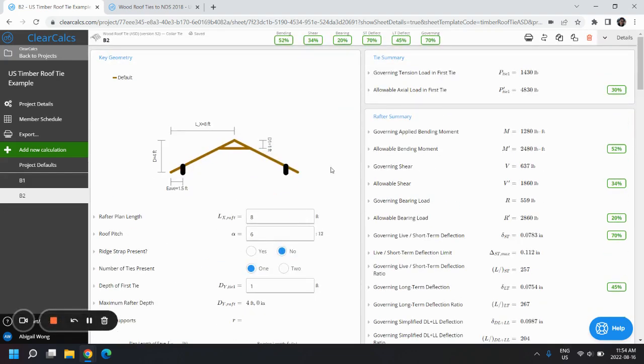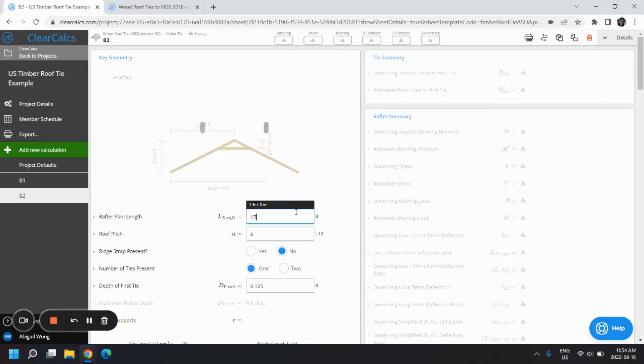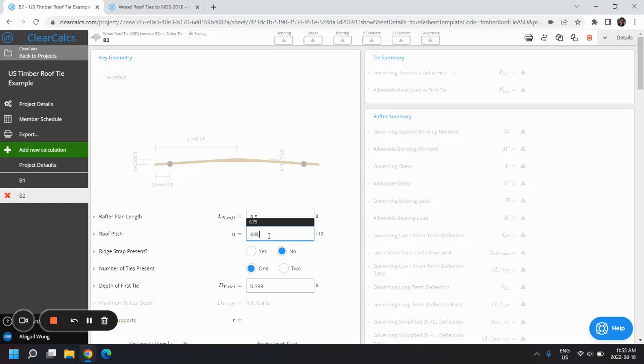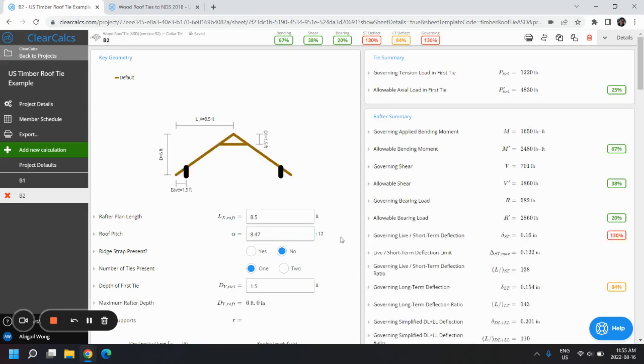To start, we have our rafter plan length. We wanted a total roof width of 17 feet, so we're going to do 17 divided by 2, and we can get the 8.5 value right up here. Next, we have our roof pitch. We wanted a total roof height of 6 feet, so to get our roof pitch, we're going to calculate rise over run, which is 6 divided by our rafter plan length, which is 8.5 feet, and then we'll multiply that by 12 to convert our units.